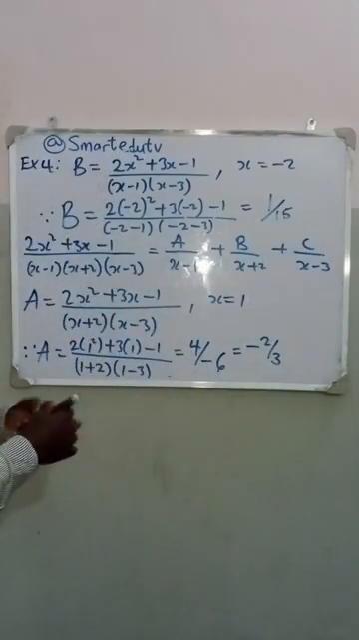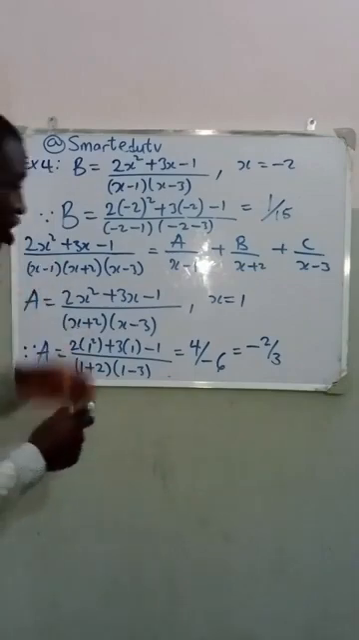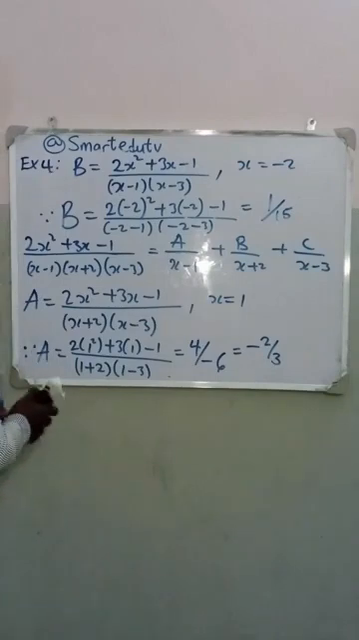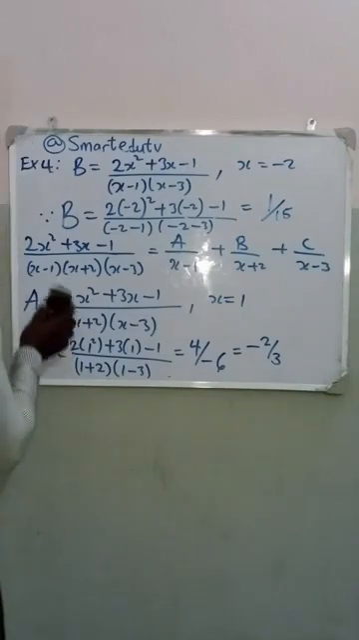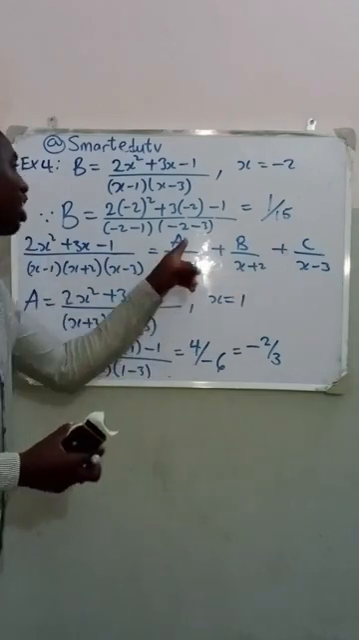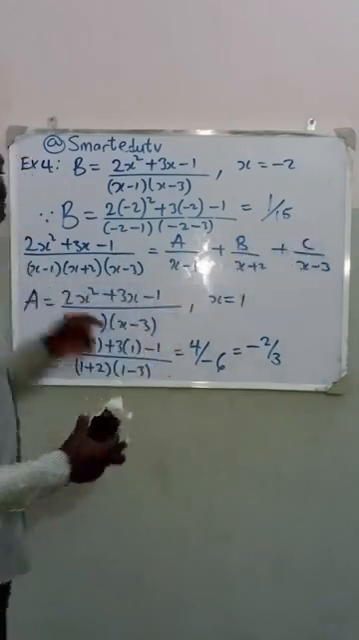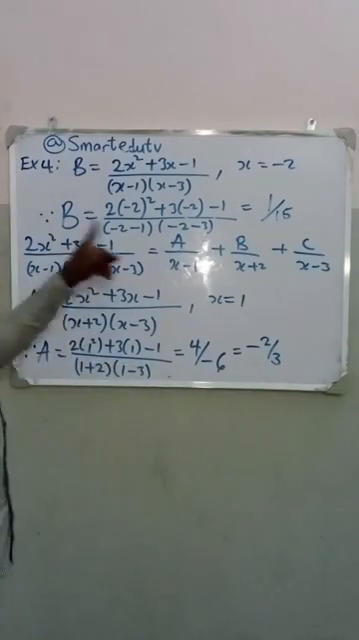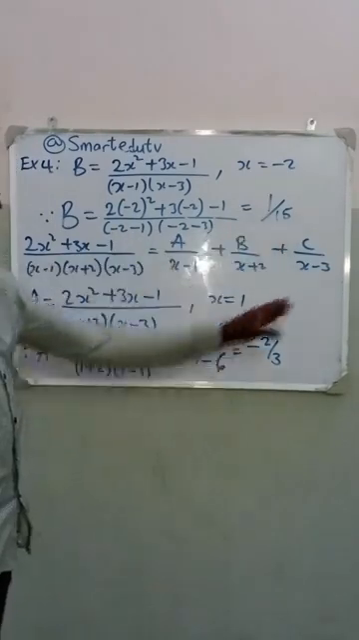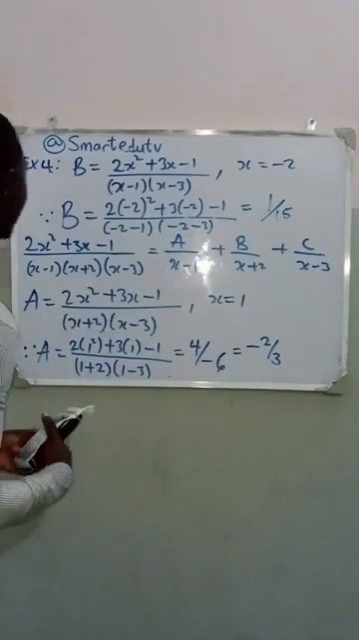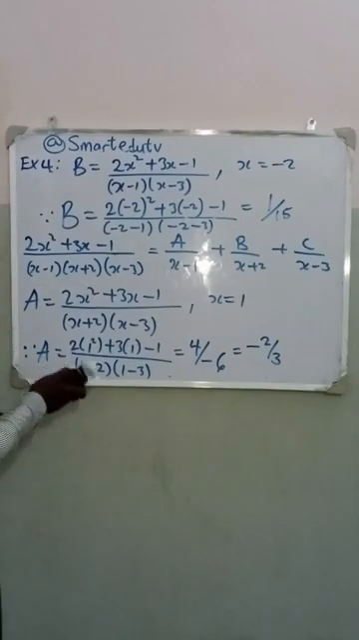I've gotten the value of A. I've gotten the value of B. So it means the value of C. So what should I do to get the value of C? For me to get the value of C also, don't forget, at the end of the day, you are going to replace this expression by the values of A, B, and C. I've gotten the value of A to be minus 2 over 3. I've gotten the value of B to be 1 over 15. So what is left is to find the value of C.